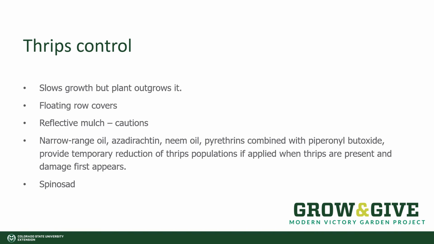Otherwise, you could find and use a product called spinosad. Spinosad is a product that's made from the fermented waste material of soil microorganisms. This is also something that's found on the organic register, and it can be useful in trying to suppress thrips.